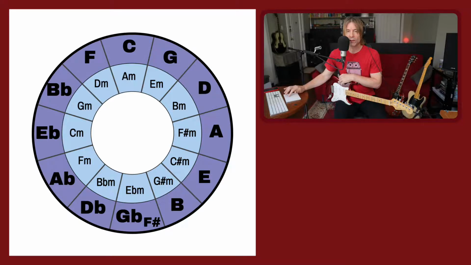So the first progression I think we'll come up with is just a 1-4-5 progression. Actually, it's going to be more of a 1-4-5-1 progression. And it's going to be a 1 chord, a 4 chord, a 5 chord, and then back to the 1 chord again.